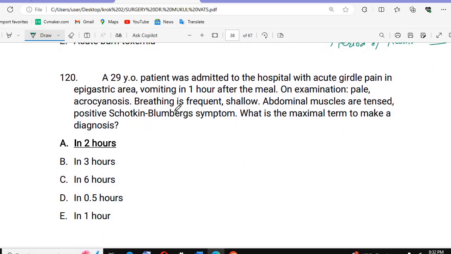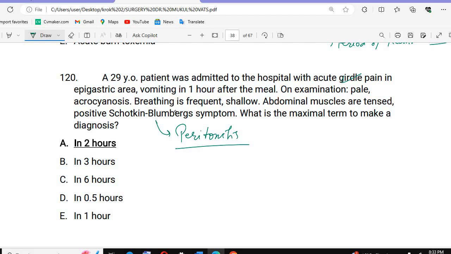Then, if the patient has girdle pain in the epigastric area, frequent breathing, tense abdominal muscles, cytokine bloom, signs of peritonitis. Peritonitis, we already know, is inflammation of the peritoneal region. The peritoneum plays a major role, forming the wall of the abdomen. So what is the maximum term to make the diagnosis?